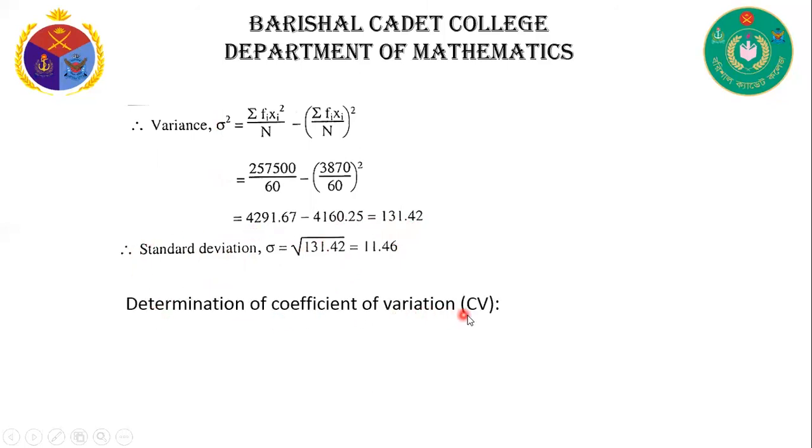Also determine the coefficient of variance. We know from the formula sigma by x bar into 100%. That means here sigma is equal to 11.46, and x bar, that means arithmetic mean, is equal to 64.5. Earlier we found this data. That's why again we need not find it. Into 100%, that means 17.77%. This is our required coefficient of variance.